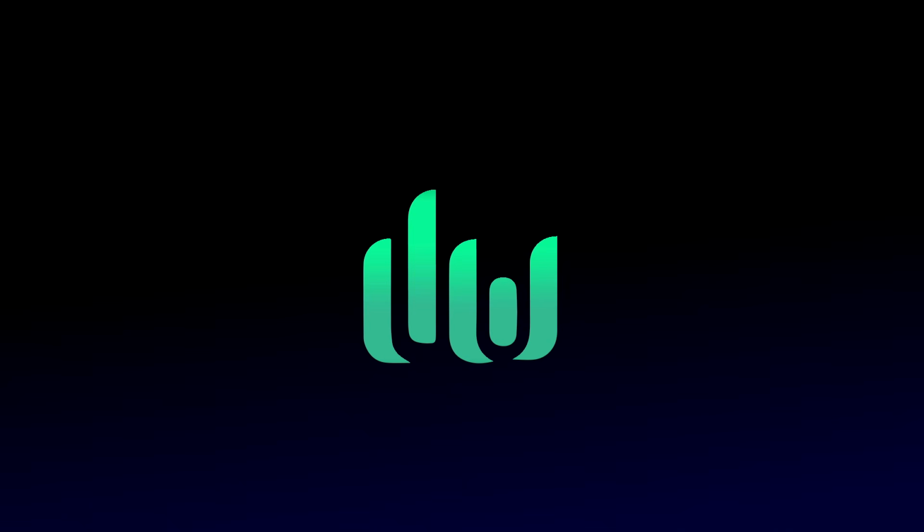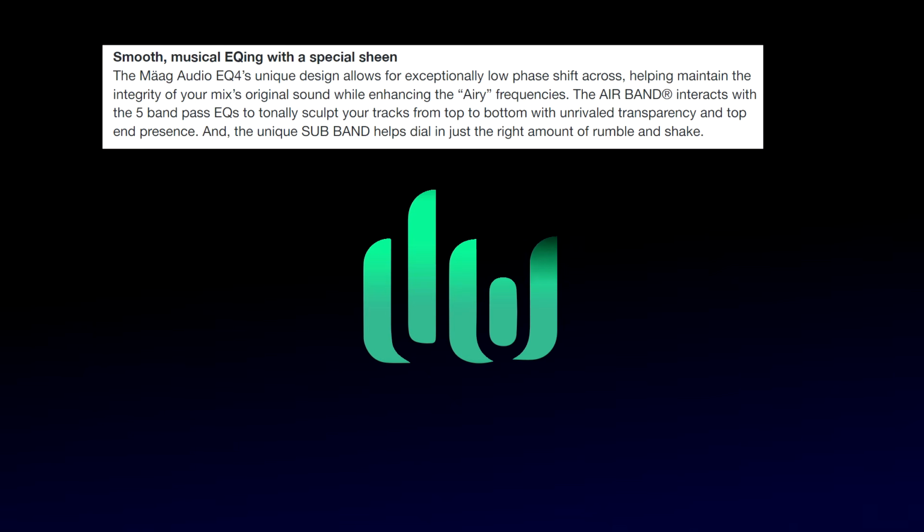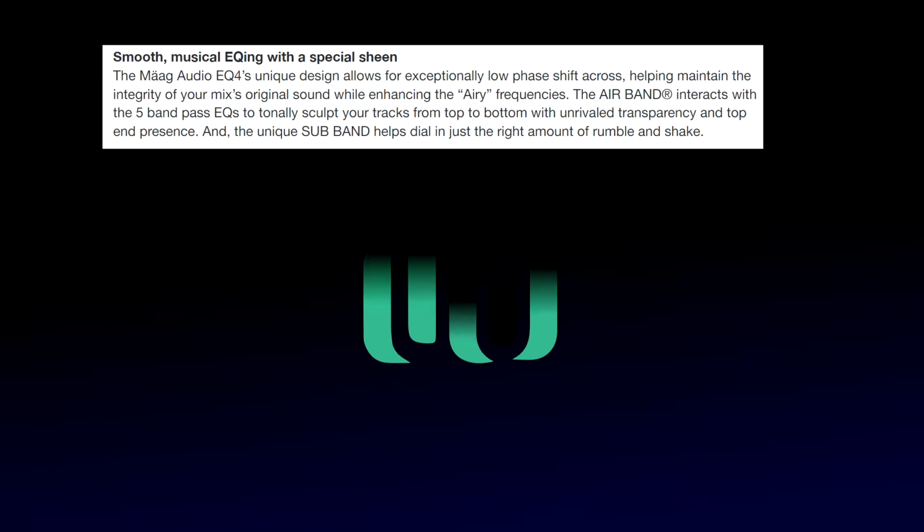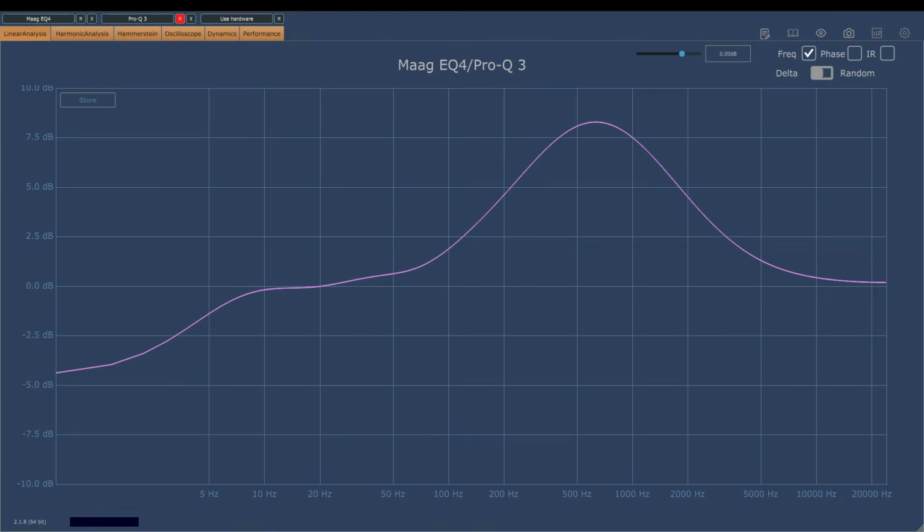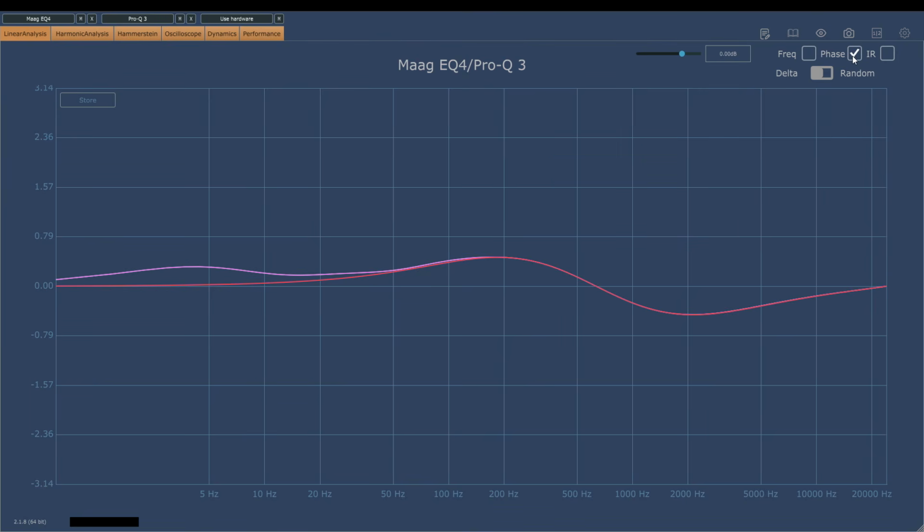But just to show they're far from alone, here's the blurb for the Marg EQ we looked at earlier. "The Marg Audio EQ4's unique design allows for exceptionally low phase shift across, helping maintain the integrity of your mix's original sound while enhancing the airy frequencies." Let's check that, shall we? Here's a mid-boost from the Marg. And here's the same curve matched as closely as possible with Pro Q3. Let's check the phase. It's substantially the same. Of course, there are minor differences due to the Marg box tone, but the EQ itself isn't noticeably gentler in its phase shift.